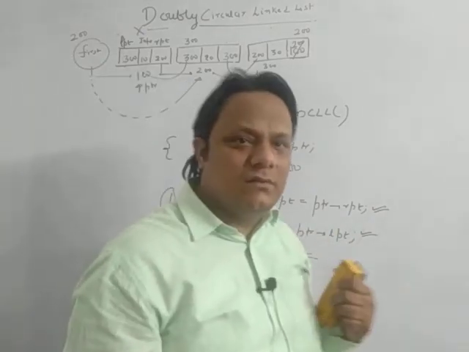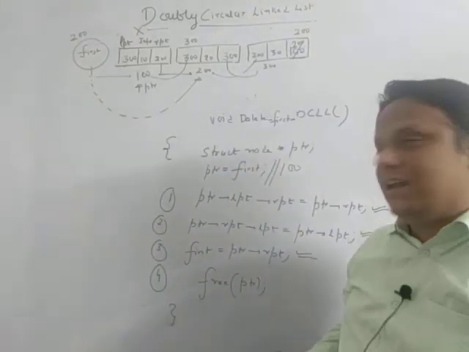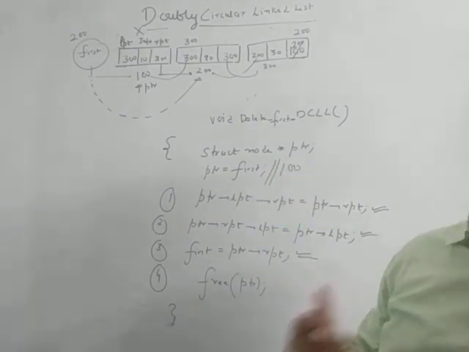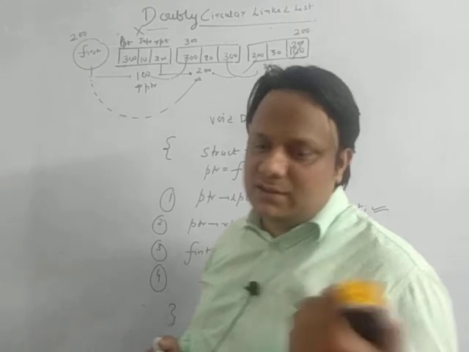So one pointer, right? The complexity is again constant time complexity, and again the coding part is easy if your concepts regarding doubly circular linked list are clear.